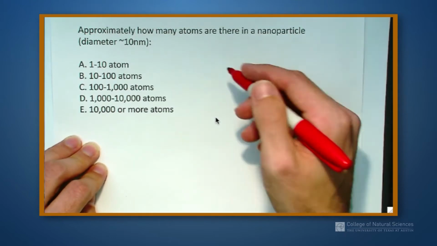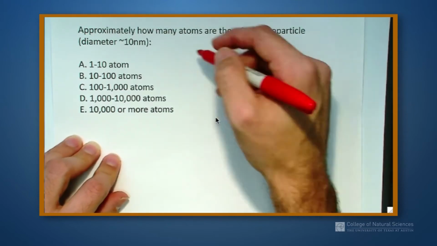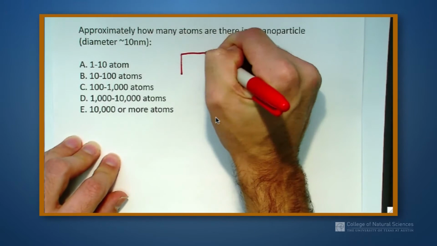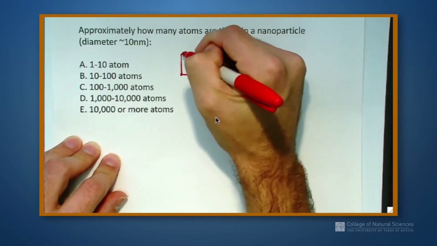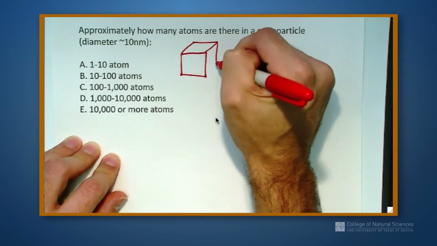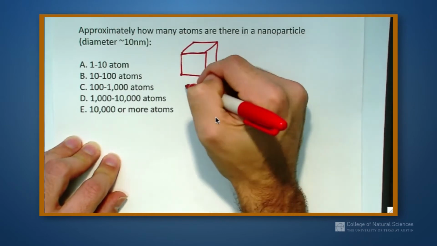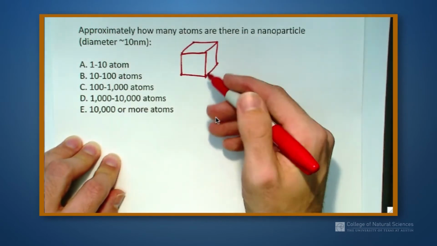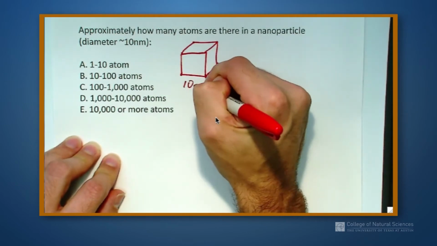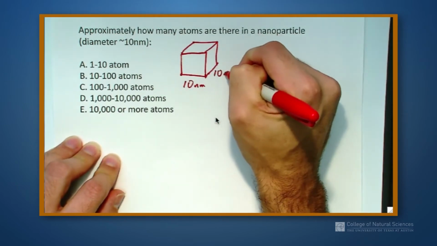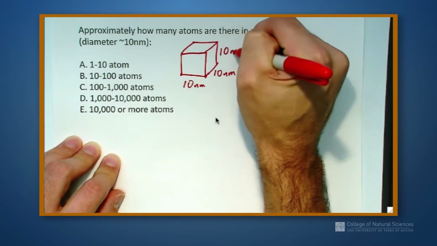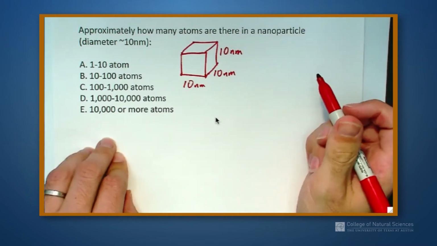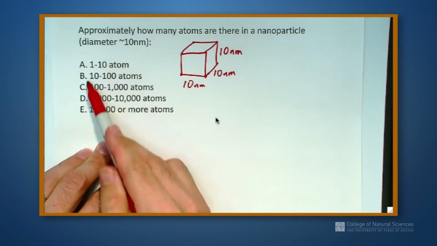And the first approximation we're going to make is that our nanoparticle is a cube. Why a cube? Well, because a cube is easier to deal with than a sphere, in my opinion. So this means that my nanoparticle, I know it says it's a diameter of 10 nanometers, is going to be a cube of 10 nanometers by 10 nanometers by 10 nanometers. This just is going to make the math a little bit quicker, and I'm just looking for an order of magnitude.